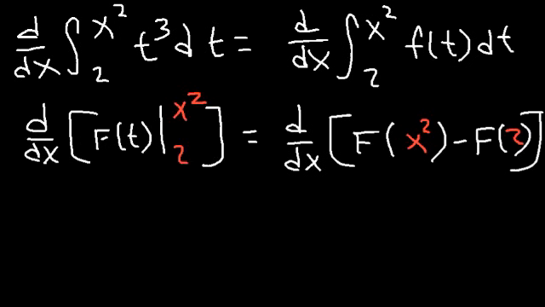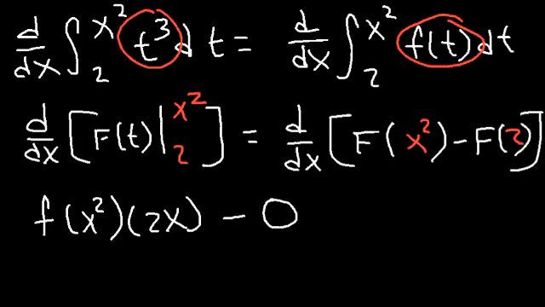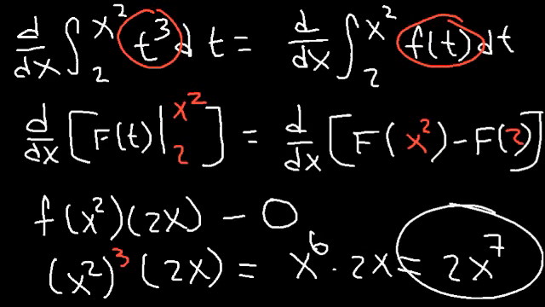The derivative of capital F is lowercase f of x squared, and you need to differentiate the nested function on the inside according to the chain rule. So the derivative of x squared is 2x. Now F of 2 is a constant. The derivative of any constant is 0. f of t is t to the third, so therefore f of x would be x to the third. But f of x squared is x squared to the third. So at this point, replace t with x squared. So it's x squared cubed times 2x. Let's multiply 2 and 3, that's 6. So x to the 6 times 2x is 2x to the 7. So that's the final answer.